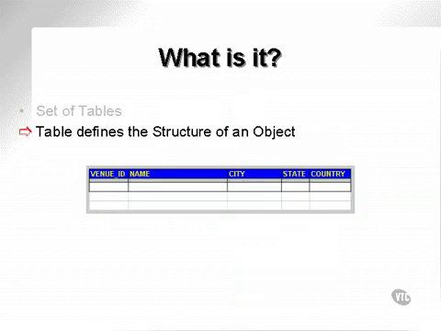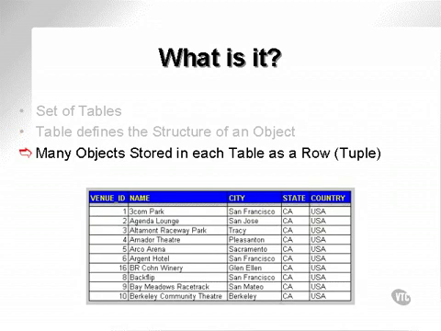A table defines the structure of an object. In the diagram, we see the structure of the venue table or object declared horizontally, with 1, 2, 3, 4, 5 fields. Those fields being venue ID, name, city, state, and country. Many objects can be stored in each table as rows or tuples.